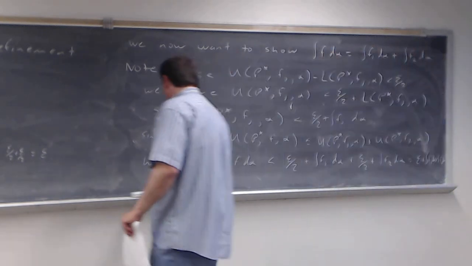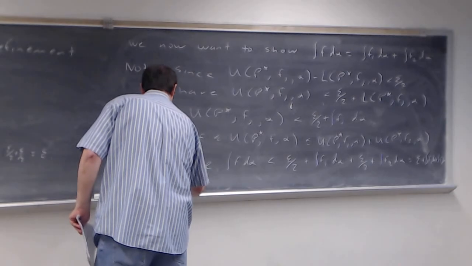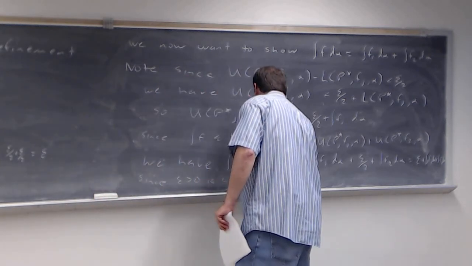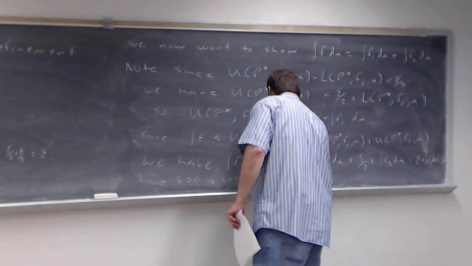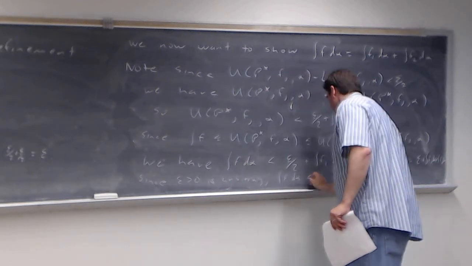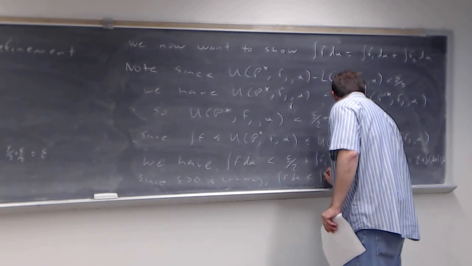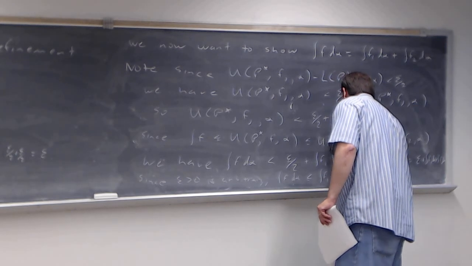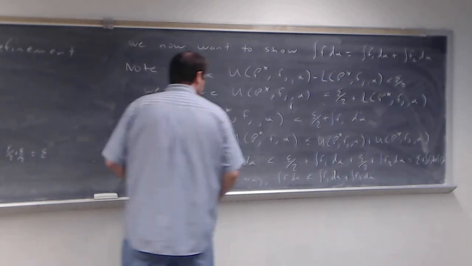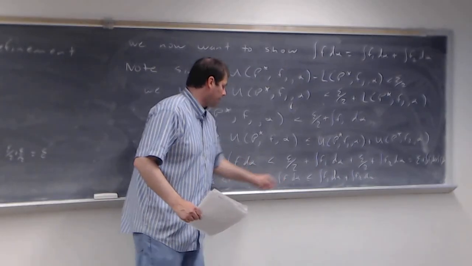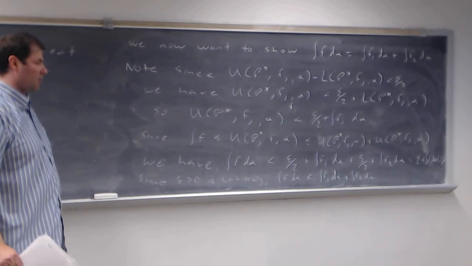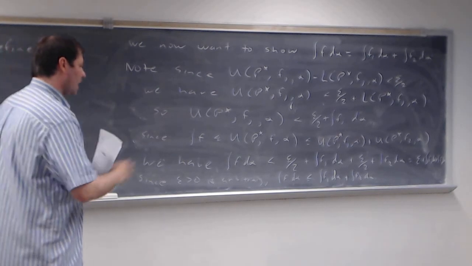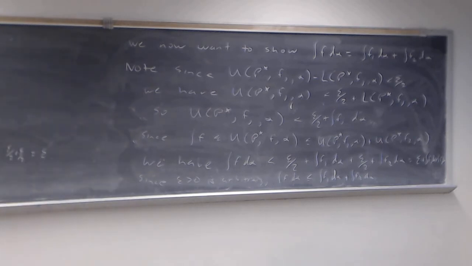And since epsilon greater than 0 is arbitrary, what that yields is that the integral of f d alpha is going to be less than or equal to the integral of f sub 1 d alpha plus the integral of f sub 2 d alpha. So we don't have the result we want. We don't have the integral of f is equal to the integral of f sub 1 plus the integral of f sub 2. We've got an inequality there, but we'll show the opposite inequality in just a second.